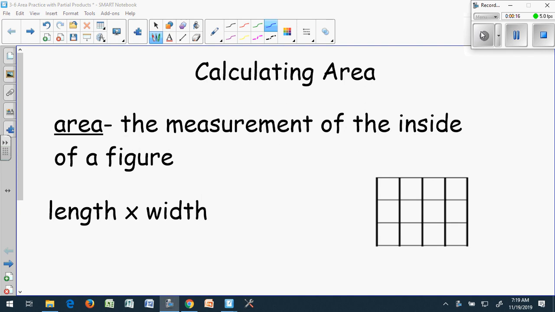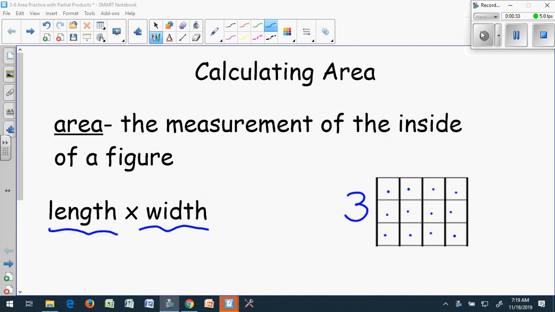And you find area using multiplication, length times width. This is different from perimeter, which is adding. Think of area as an array. If I want to count up all these boxes, you can always count them. But as your numbers get larger, you don't want to.